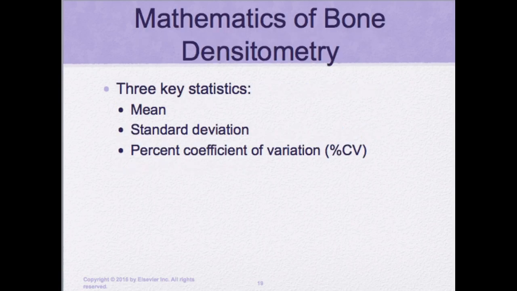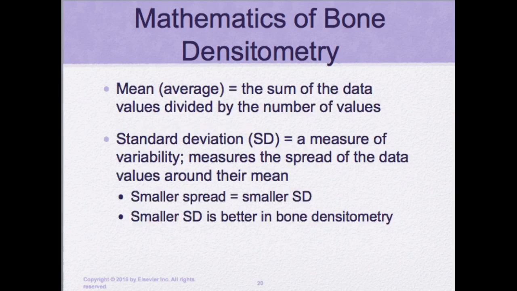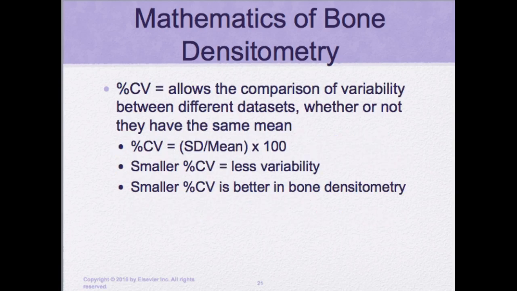So mathematics of bone densitometry, there are 3 key things: the mean, the standard deviation, and the percent coefficient of variation, the percent CV. The mean is the average, the sum of the data values divided by the number of values. The standard deviation is a measure of variability, the spread of data values around the mean. A small spread means a smaller standard deviation, and a smaller deviation is better in bone densitometry.